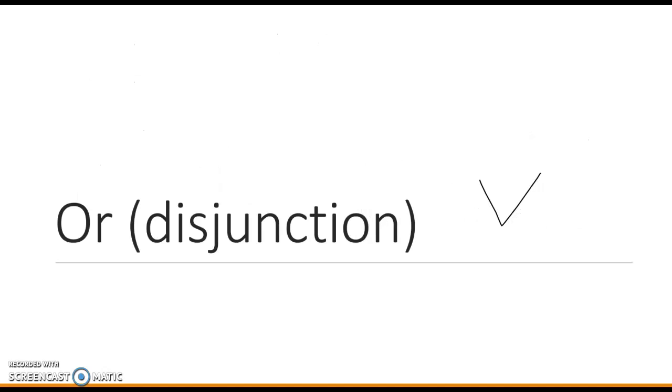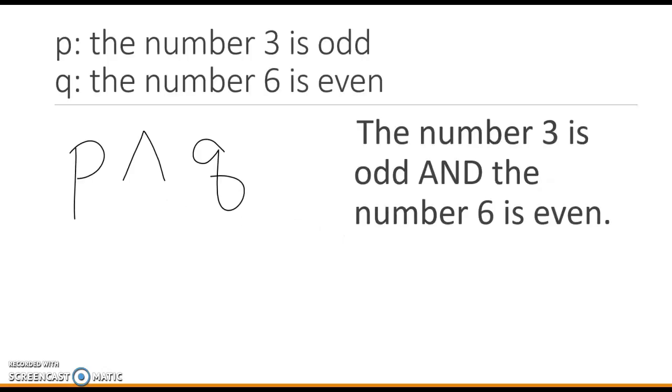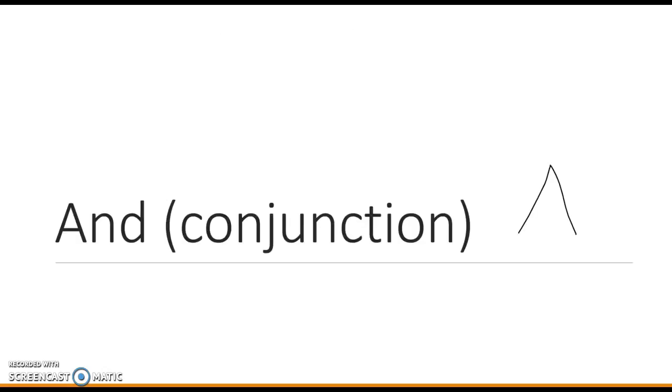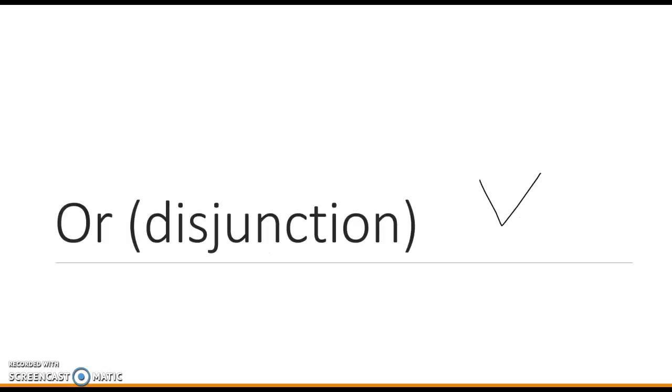Now, or is known as a disjunction, and it's represented by a symbol that looks like a capital V. It's the upside down version of and. You can also think about it this way: and is an A, which is why the symbol looks like an A, and or is the opposite of that, so it's flipped.